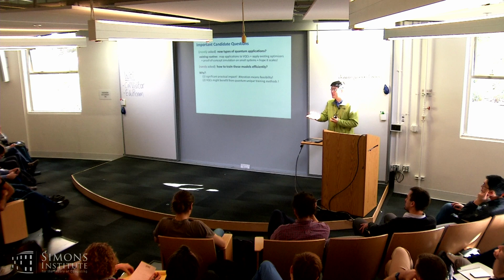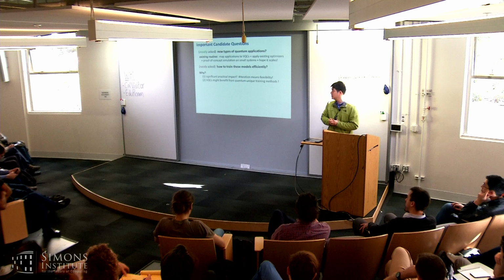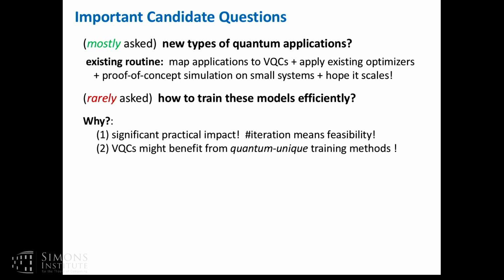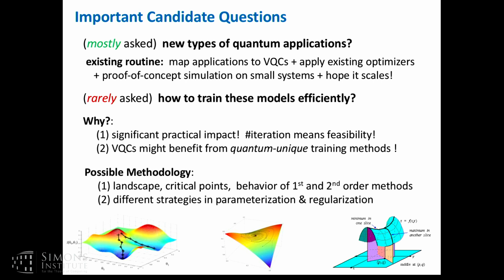I think the training problem is important because it has significant practical impact: the number of iterations determines the feasibility of your experiments. Also, according to my personal experience, training quantum systems might need something different from classical. But of course, we can still use the same methodology people use to study the classical training problem. For example, you can study the landscape of your loss function, its behavior under first or second order methods when applied to this particular landscape, and maybe different strategies in parameterization or regularization.